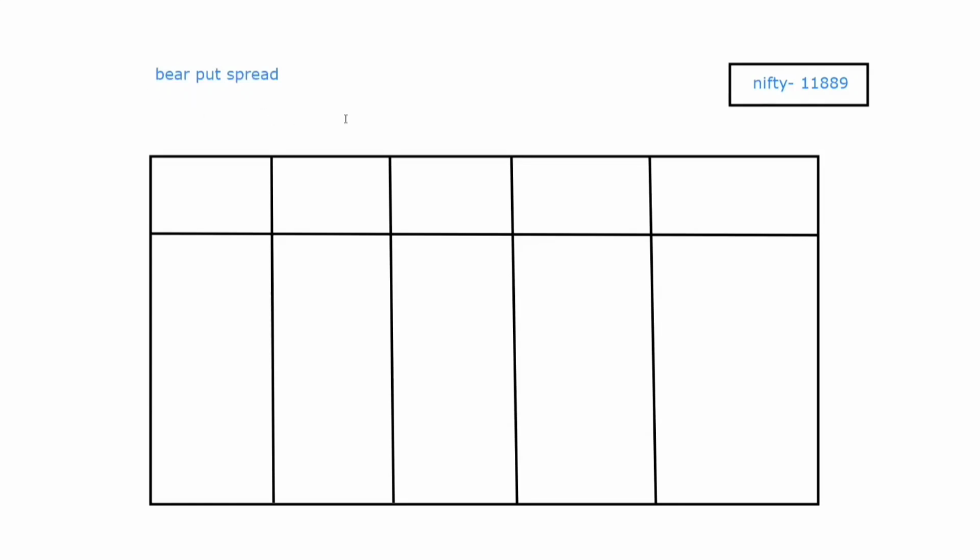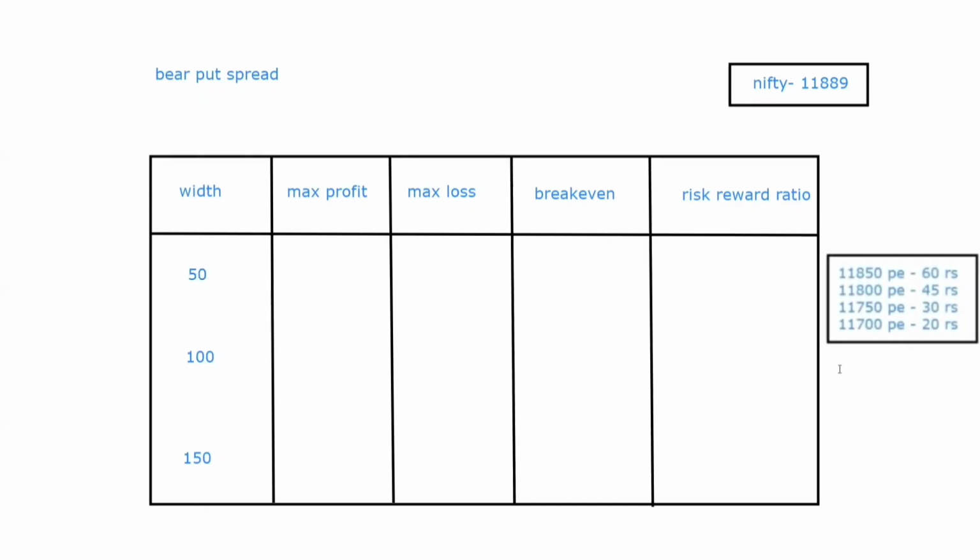Bear put spread का example लेंगे. And what are these columns? First will be width. Second will be maximum profit, third will be maximum loss, fourth will be break even, and the fifth will be risk reward ratio. So these are the widths we are talking about, right? So over here I've written all the closing prices of the puts we need to calculate over here. Okay. So first example is a width of 50.